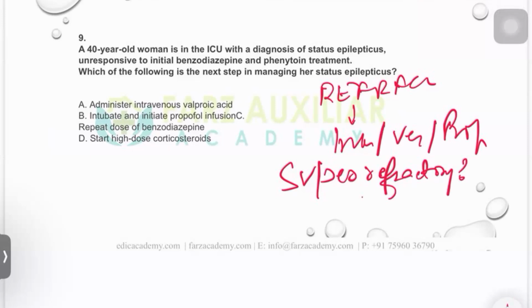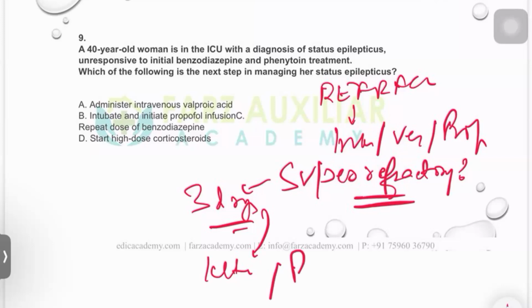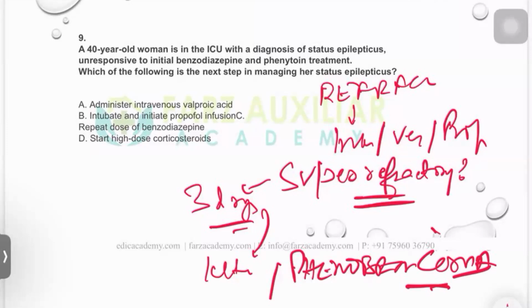Refractory to even general anesthetics like propofol and thiopentone. So 3 drugs. What will you do then? In super refractory, thiopentone coma, ketamine can also be given. Inhalational anesthetics can then be given. The answers are ketamine, phenobarbital, anesthetic coma.